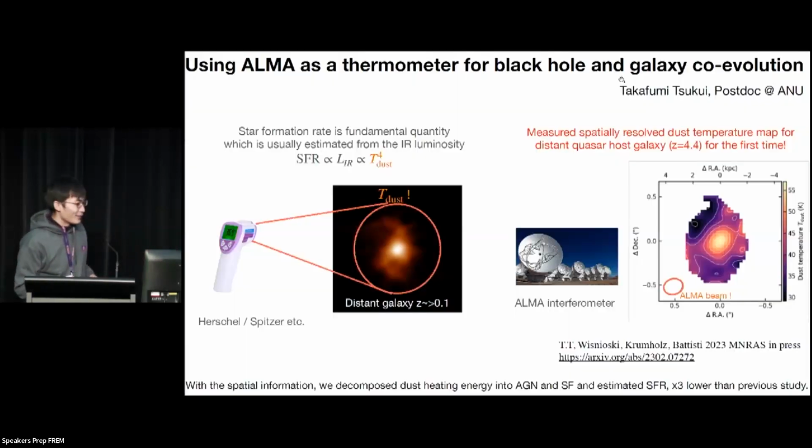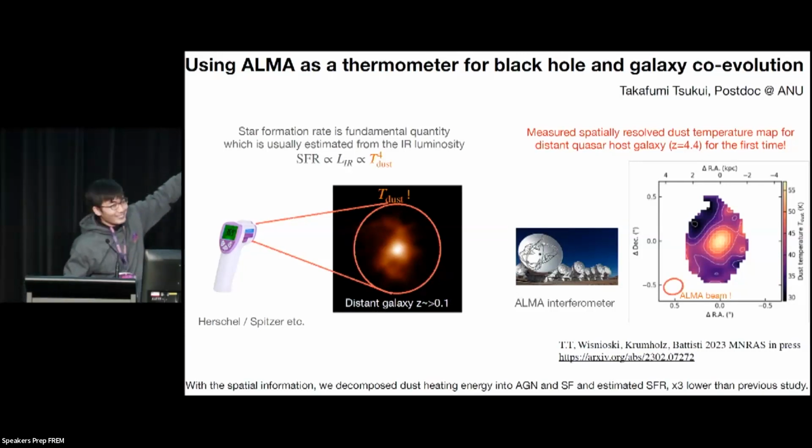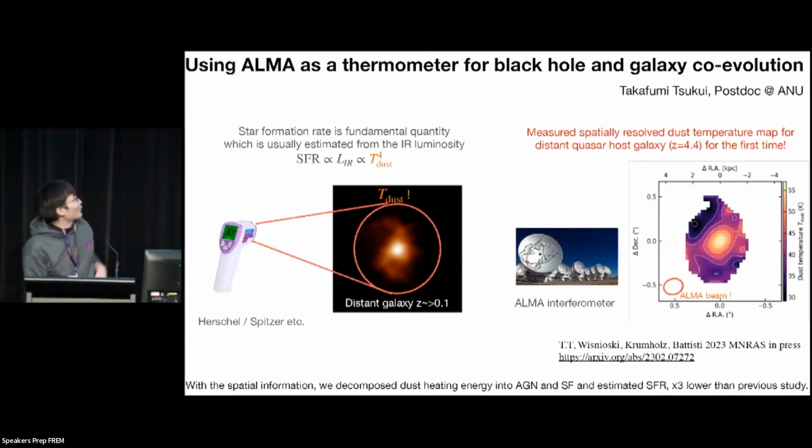And with this kind of resolved information, we decompose the dust heating energy into AGN and star formation, and also estimated the star formation rate, which was 3 times lower than the previous study. So that's why we think this kind of resolved information is critical to characterize the star formation rate and dust properties. Thanks.